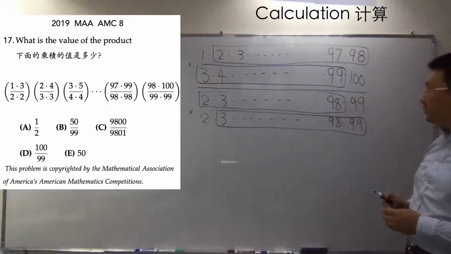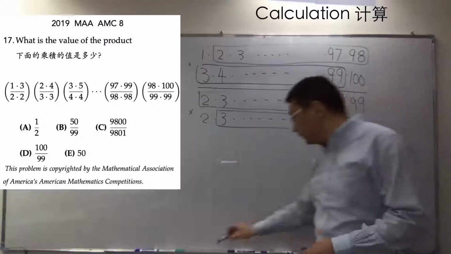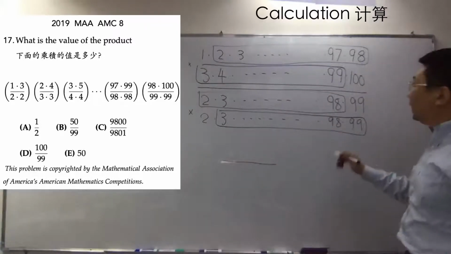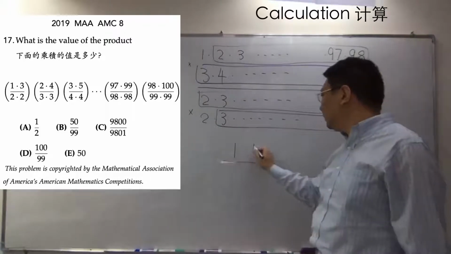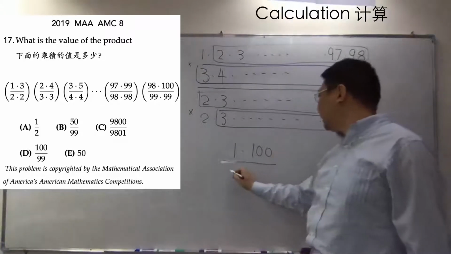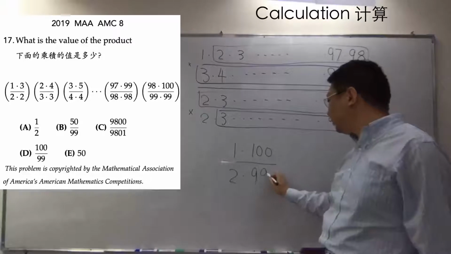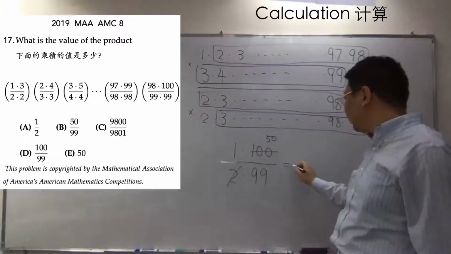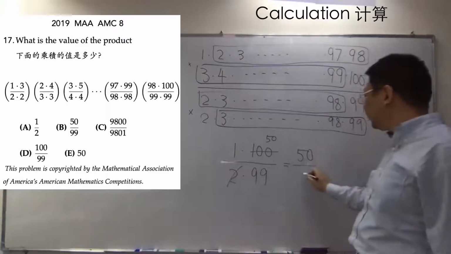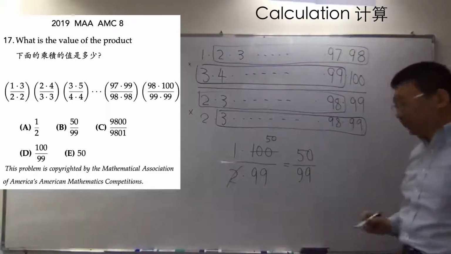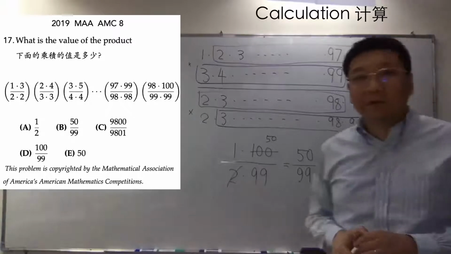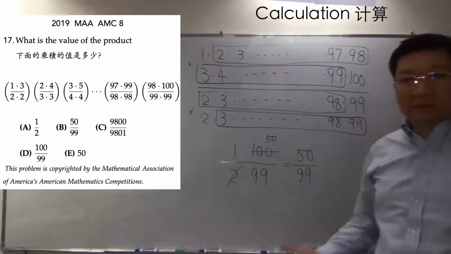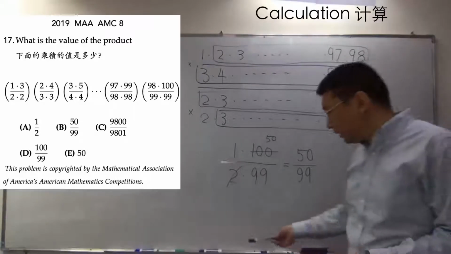Okay, so after we cancel out this common part, what's left? What's left is very simple. There's only 1 times 100 left on top, 2 times 99 left on the bottom. These 2 and 100 can be cancelled, common factor 50. So the final result would be 50 over 99. So as long as you write things in an organized way, this question becomes a piece of cake.